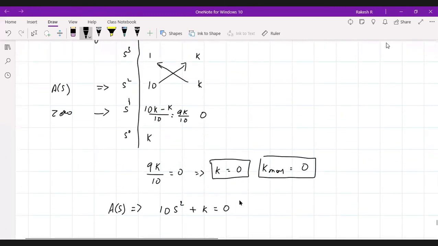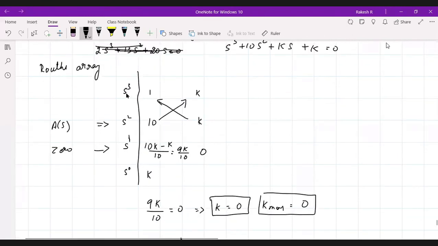Yes, and one more question. Yesterday, one student asked me, see sir, you are taking 10s square plus k is equals to 0, why are you not taking the s term here? See here, this is the coefficient of s cube, and this is the coefficient of s raised to 1. This is the odd power row, and similarly this is the even power row. So you need to consider the same thing here.